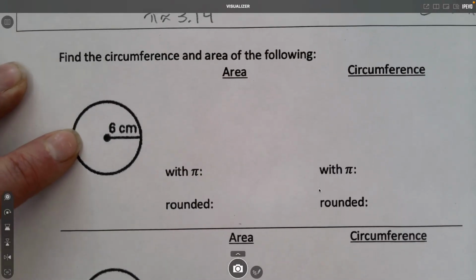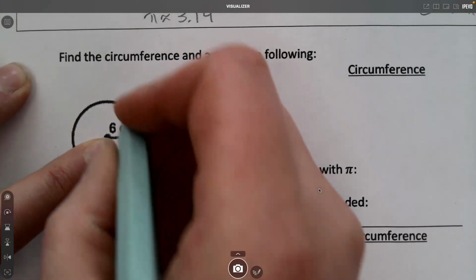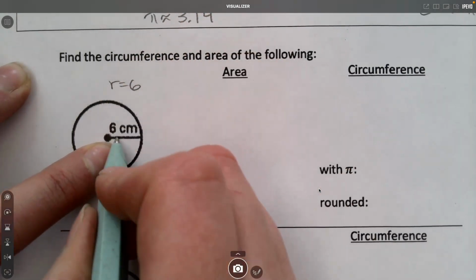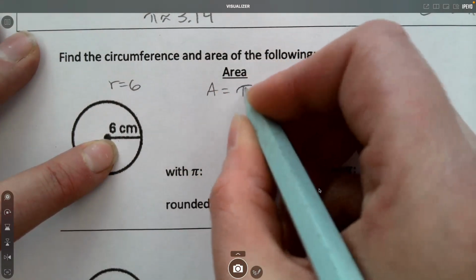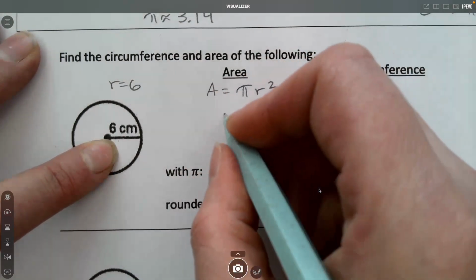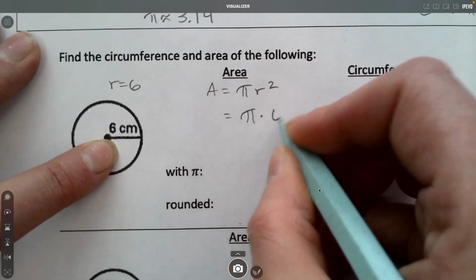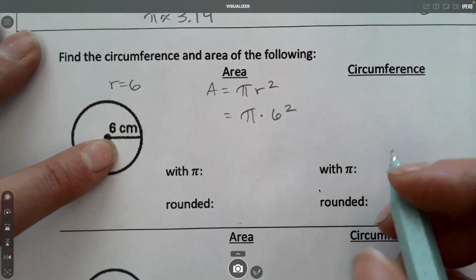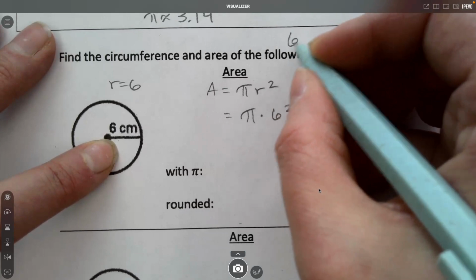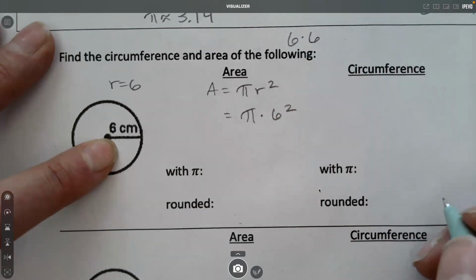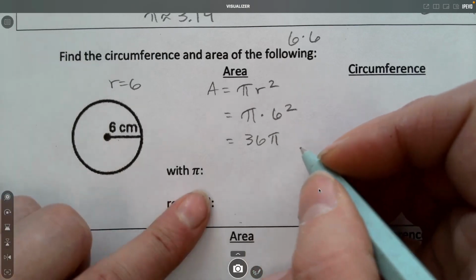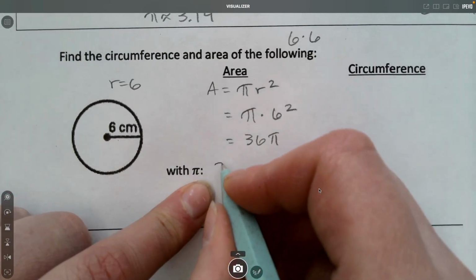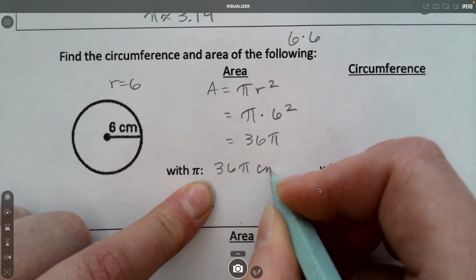So here's my circle for the first one. They're giving me a radius. My radius is 6. That's what they have labeled here. So my area formula is going to be pi times my radius squared, which means pi times 6 squared. So remember, 6 squared means 6 times 6. It means I'm multiplying two sixes together, and 6 times 6 is 36. So this is 36 pi. So my answer with the pi symbol in it is going to be 36 pi centimeters squared.